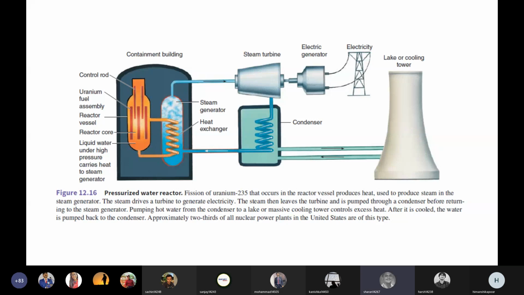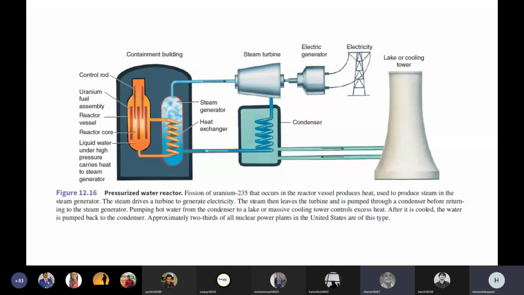Basically, the heat released due to nuclear fission is used to convert water into steam, and that is used to rotate the turbine. Then the water is condensed and goes back to the containment building, and the cycle continues. After the water is converted into steam, it rotates the turbine, the generator runs, and electricity is generated and passed to households and various other purposes.